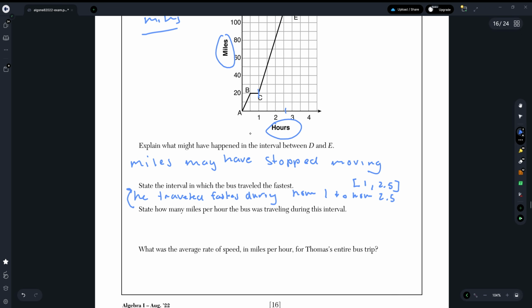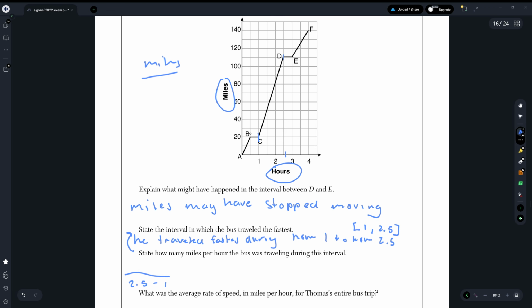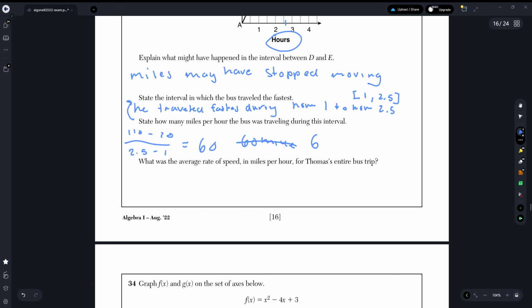I'm going to do 2.5 minus 1 over 110 minus 20, right? So if I calculate that, 110 minus 20 over 2.5 minus 1, that's going to give you 60, right? So the bus was traveling at 60 miles per hour, right?